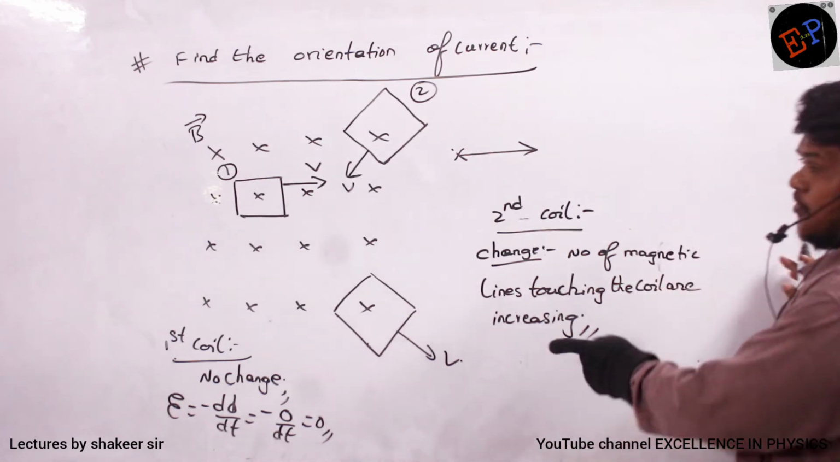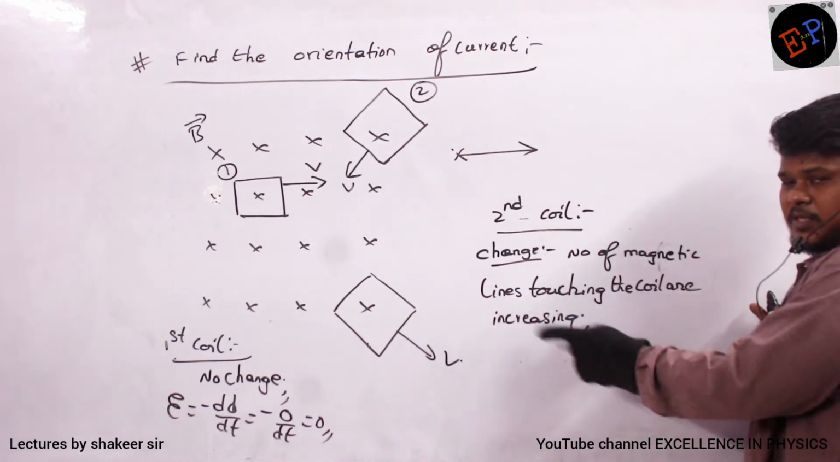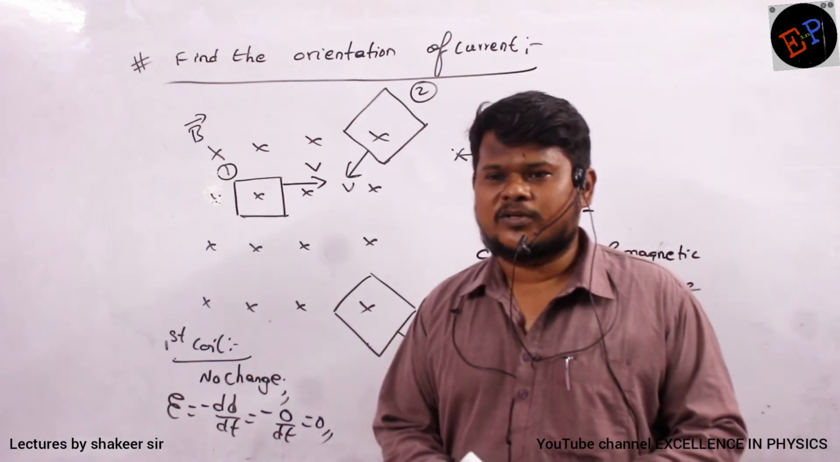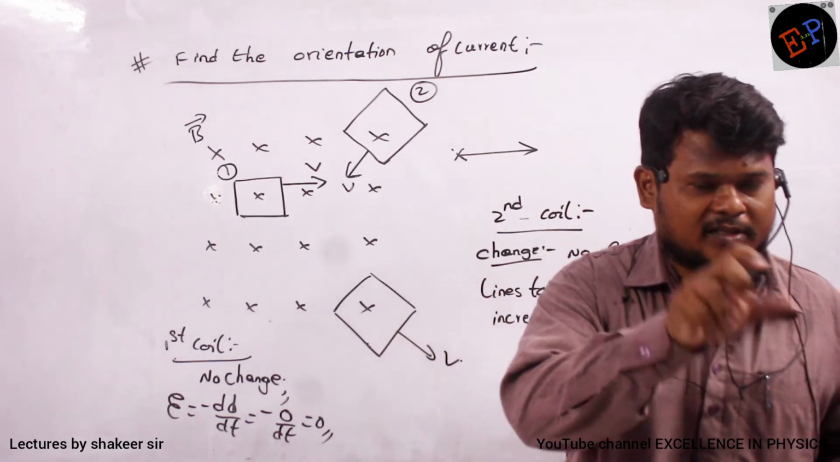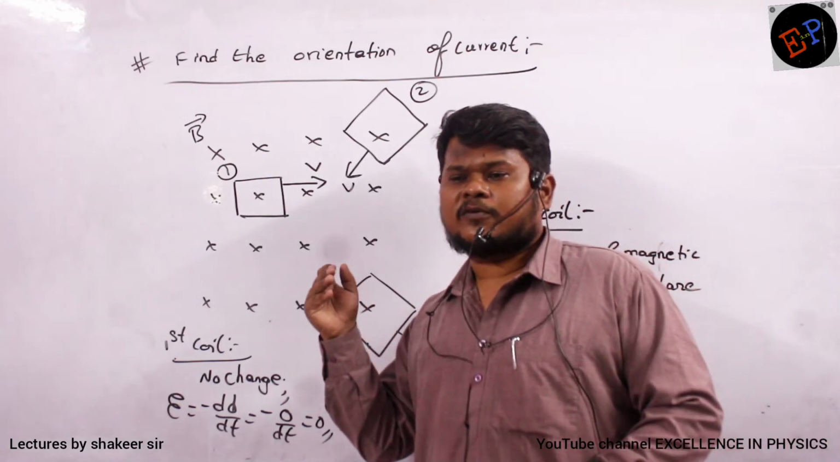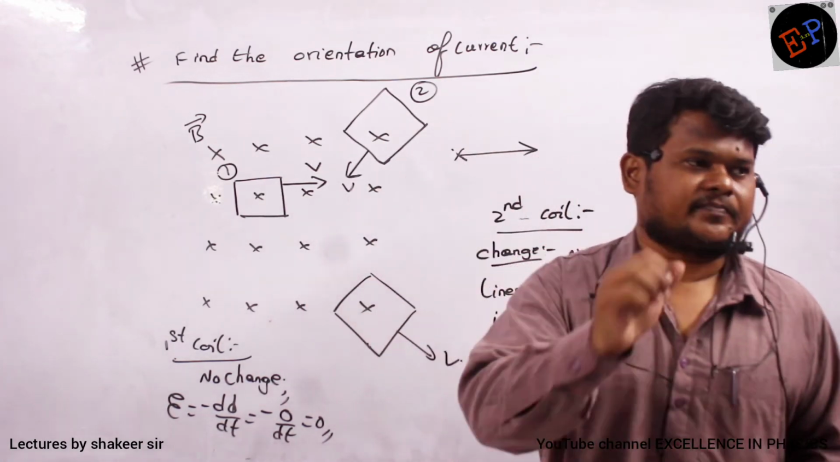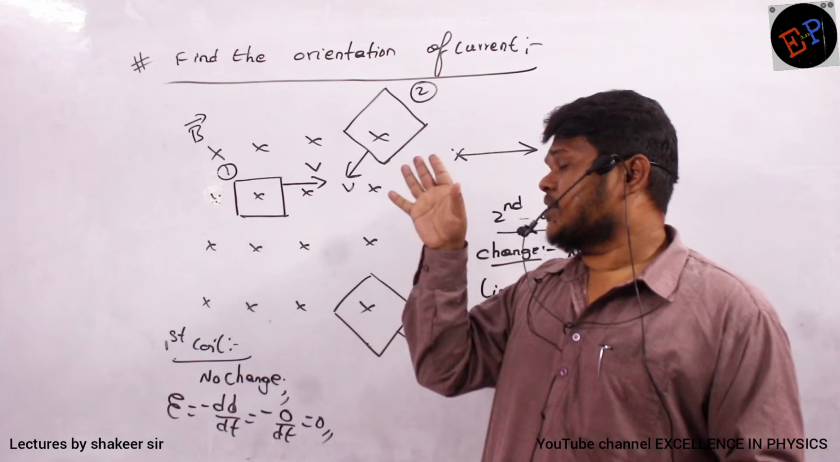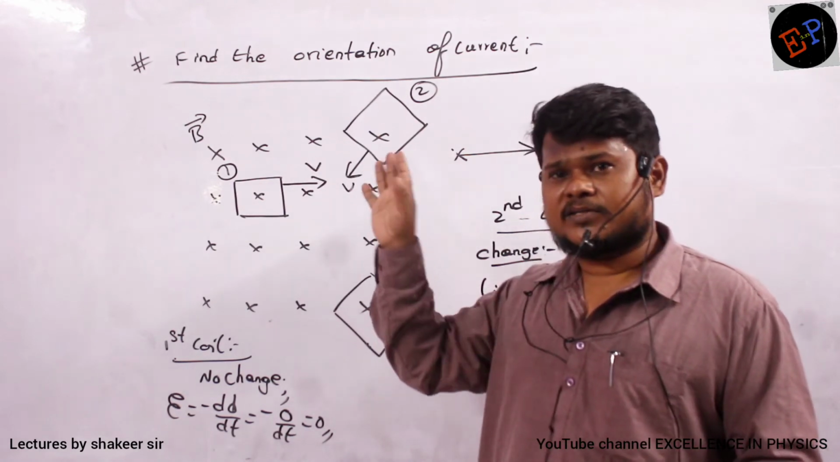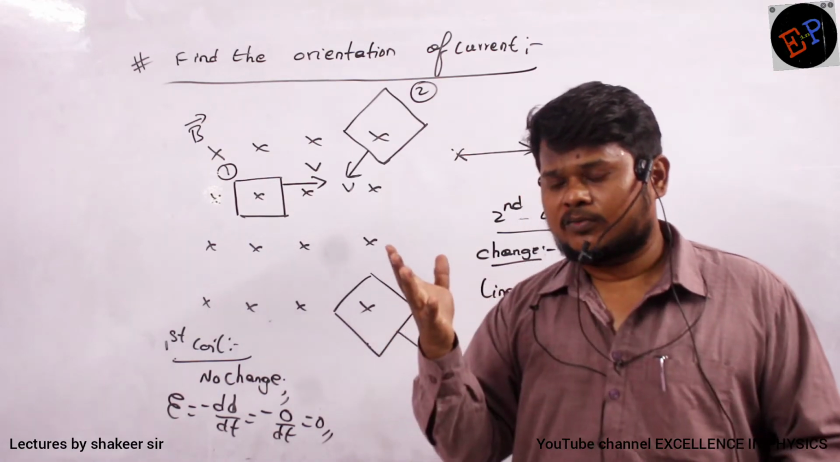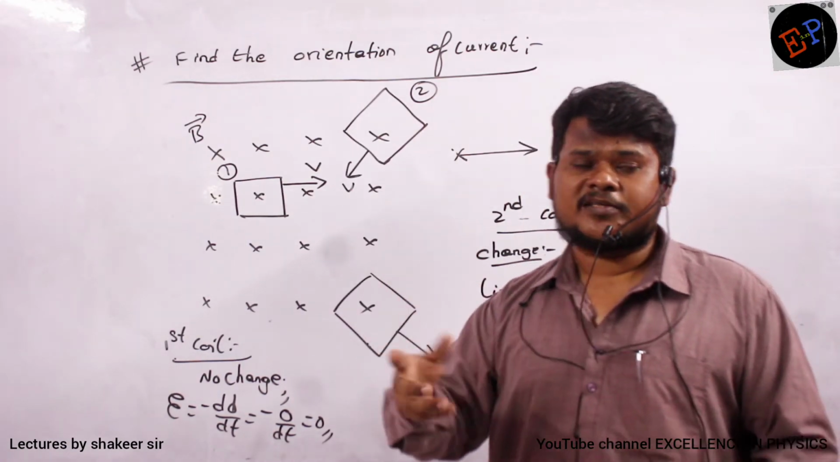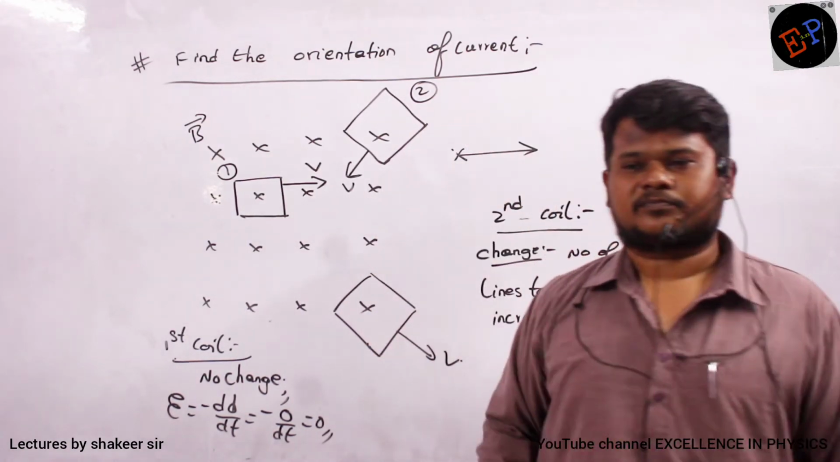Here the number of magnetic lines increases, no? But the coil doesn't want the number of magnetic lines to increase. So what will it do? It will try to flow current in that direction so that the number of magnetic lines always remains constant. Now, magnetic lines are entering the coil and increasing. So what will the coil do? The coil will develop magnetic lines exactly in the opposite direction.